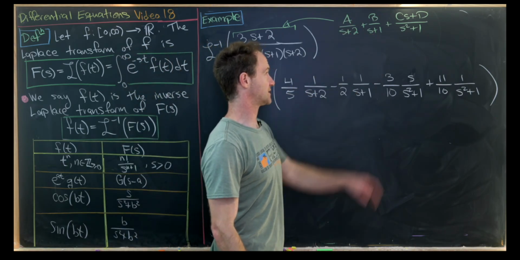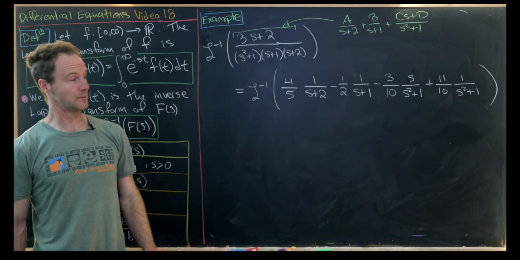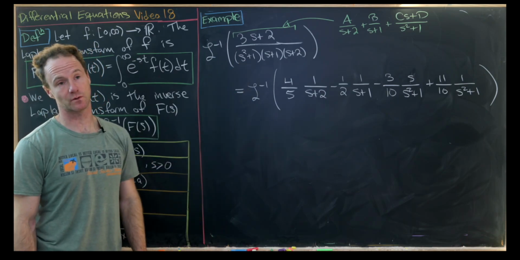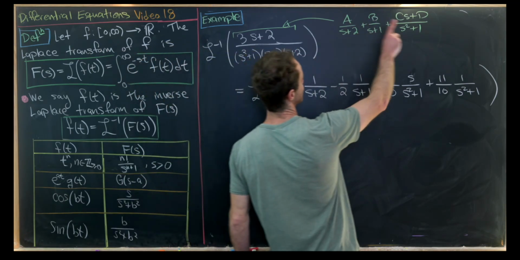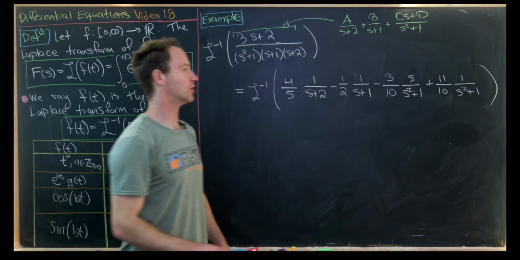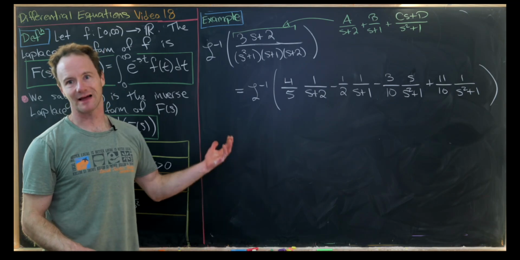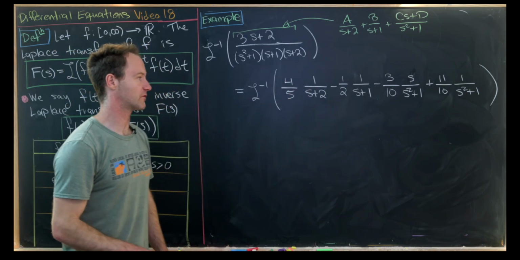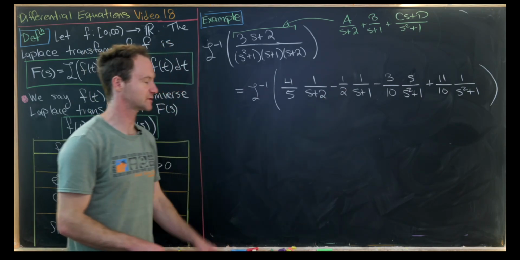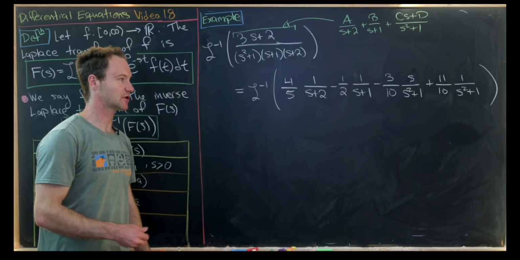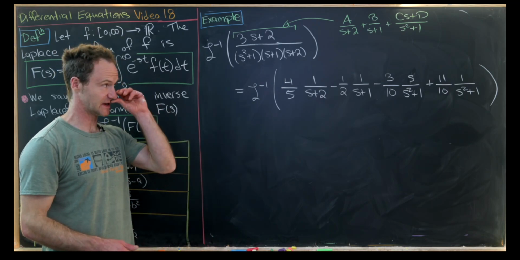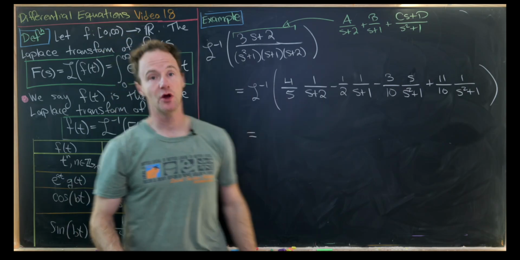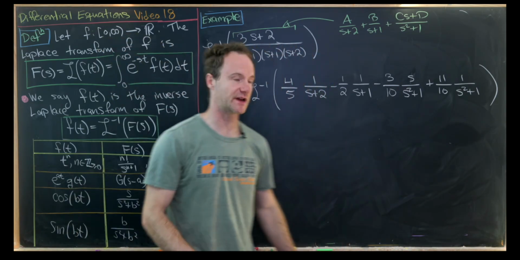So I've got A over s plus 2 plus B over s plus 1. And then we've got this irreducible quadratic, s squared plus 1. Then that's going to exhibit over here as my Cs plus D over s squared plus 1. Like I said, I worked out the details here, and what you end up with is 4/5 times 1 over s plus 2, minus 1/2 times 1 over s plus 1, minus 3/10 times s over s squared plus 1, and plus 11/10 times 1 over s squared plus 1. And I wrote it like that because now we can apply these rules over here.